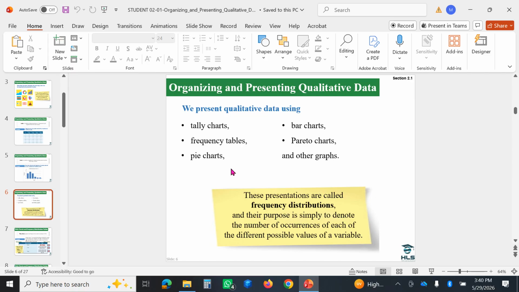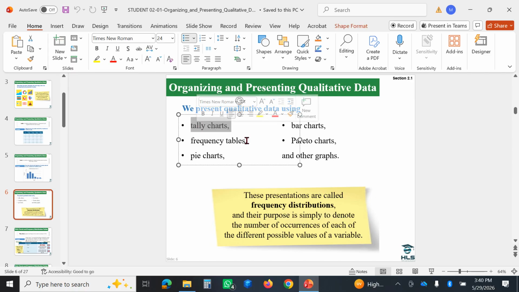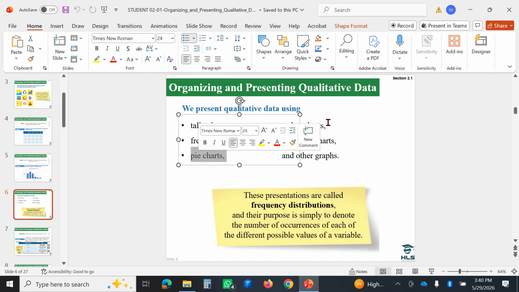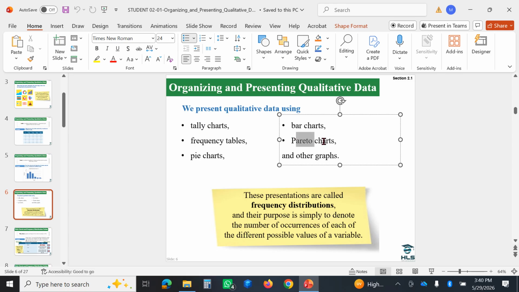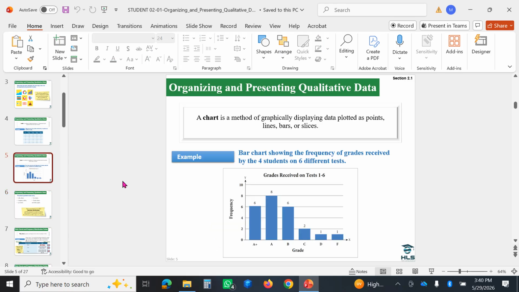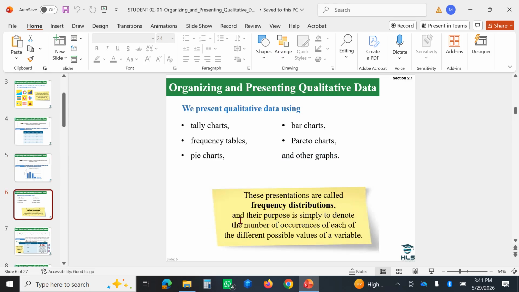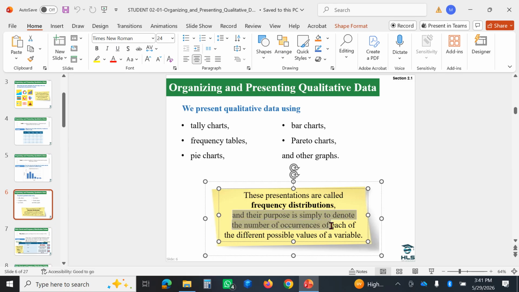We present qualitative data using a tally chart, frequency tables, pie charts, bar charts, Pareto charts, and other types of graphs as well. The majority of these you'll need to know for your assignment 1. These presentations are called frequency distributions, right? Just going back in here, it's all about the number, right? The number of people who have attained whatever you're looking for here. So a frequency distribution, and their purpose is simply to denote the number of occurrences of each different possible value of a variable. Good.